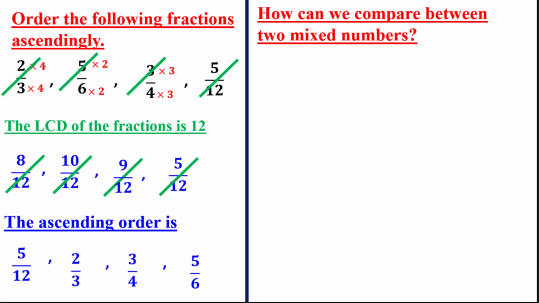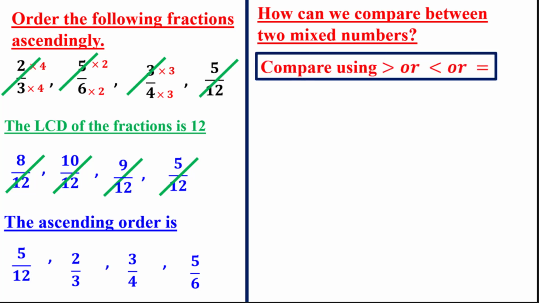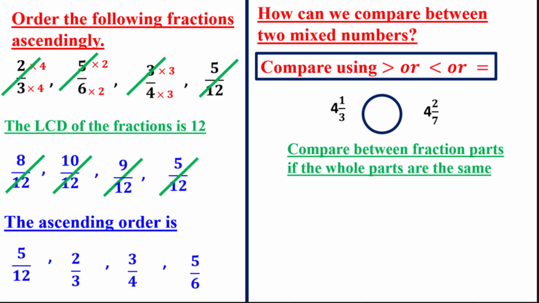Now he said, how can we compare two mixed numbers? If we have two mixed numbers, how can we compare between them? Like 4 and 1 over 3 and 4 and 2 over 7. We have the same whole part, 4 and 4. Now we can compare the fraction parts if the whole parts are the same. Now we will compare the two fractions, 1 over 3 and 2 over 7.